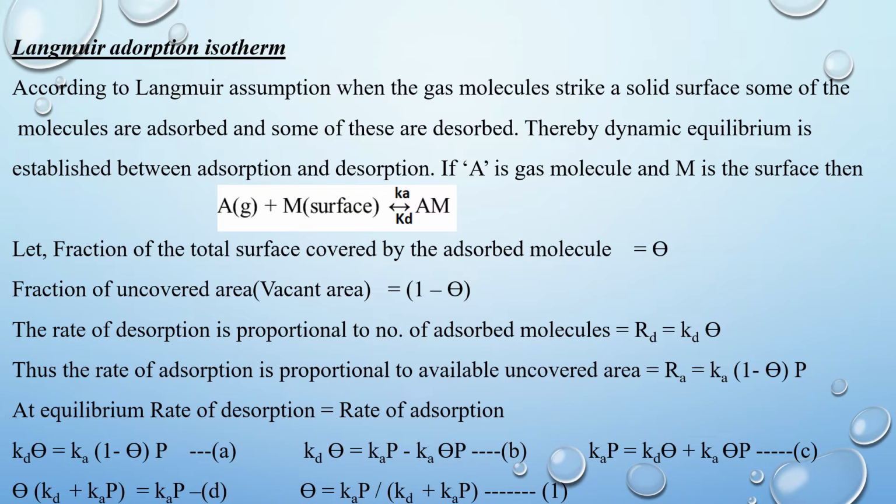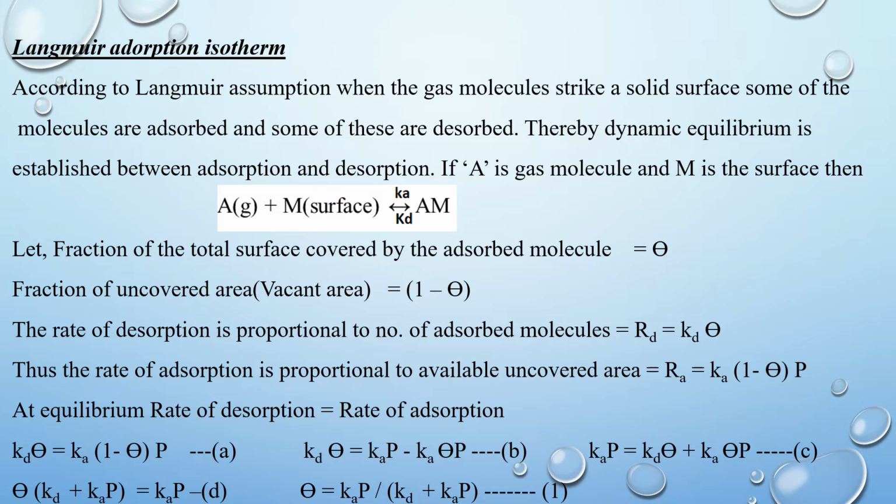Let the fraction of the total solid surface covered by the adsorbed molecules be theta. So the fraction of the uncovered, that is the vacant area, is 1 minus theta. Now the rate of desorption is proportional to the number of adsorbed molecules. Hence RD, the rate of desorption, is equal to Kd into theta. Thus, the rate of adsorption is proportional to the available uncovered area. So the rate of adsorption is equal to Ka into (1 minus theta) into P, where 1 minus theta is the uncovered area.